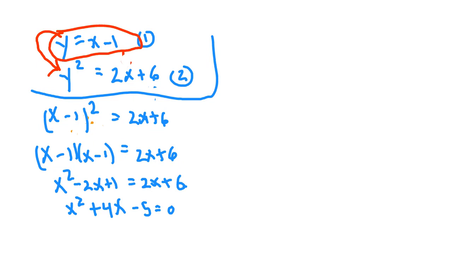Hold on here, the 2x and the 6, I just brought them over to the left side. Actually, I have an error here. It should be x squared minus 4x minus 5. So you've done this kind of thing before, probably back in high school, finding intersection points.